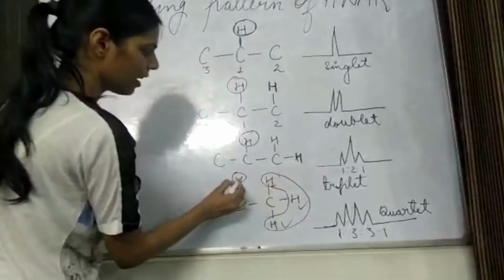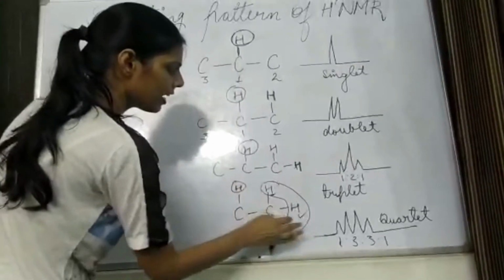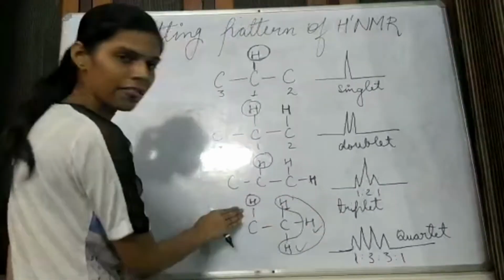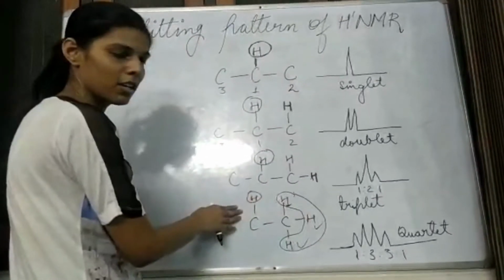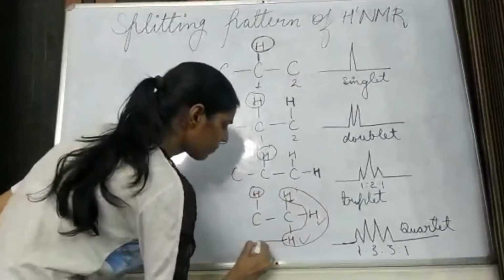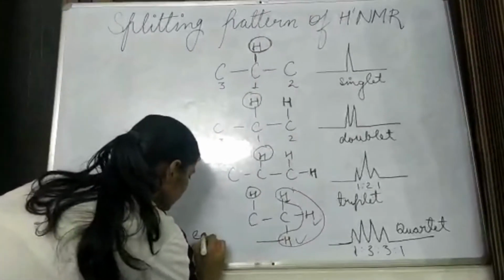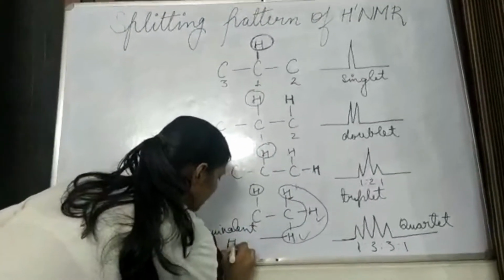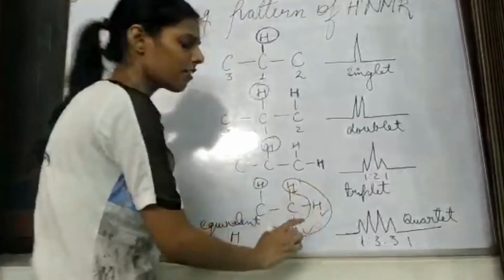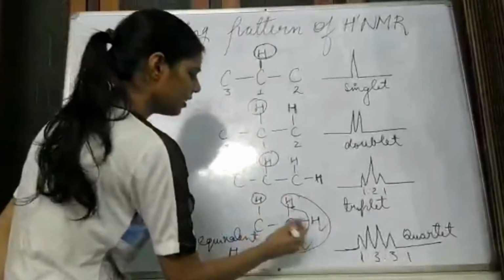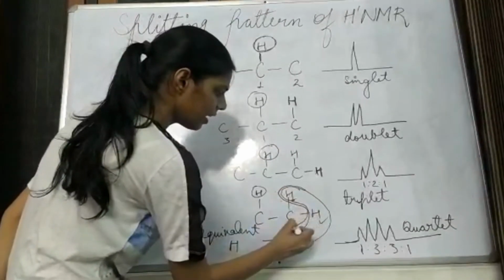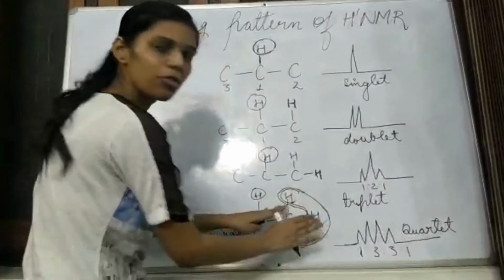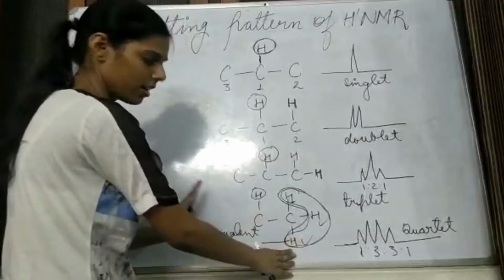And see, these three hydrogens have just one hydrogen adjacent to them. So we can say that these three hydrogens have the same chemical environment. These three hydrogens are known as equivalent hydrogens, and equivalent hydrogens always give just one peak. All these three hydrogens will give only one peak in the NMR spectrum.